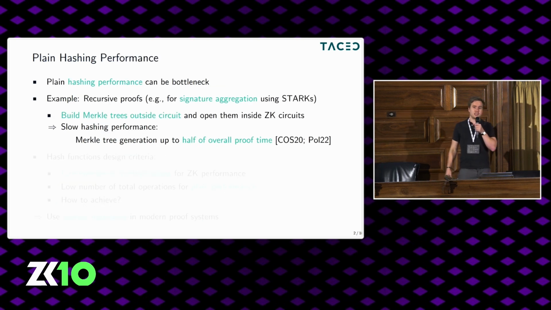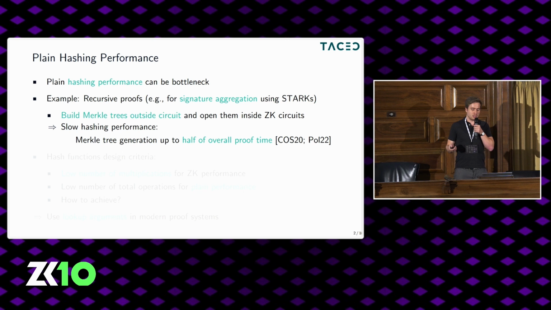However, as we have seen in some recent use cases, plain hashing performance also matters for zero knowledge use cases. For example, in recursive proof systems, we had people talking about a concrete use case, namely signature aggregation. In these use cases, a prover during every recursion step has to build a Merkle tree, hashing a lot of data, and then show inside of a zero knowledge proof that the correct data has been hashed. Here, plain performance matters in building these Merkle trees.